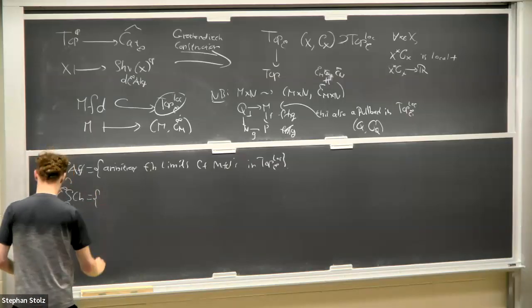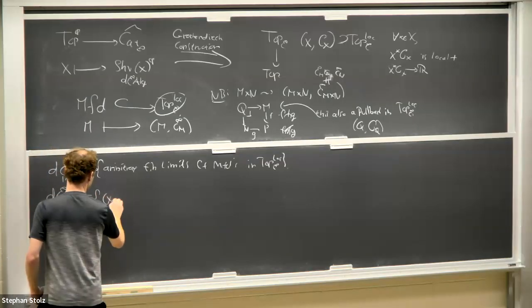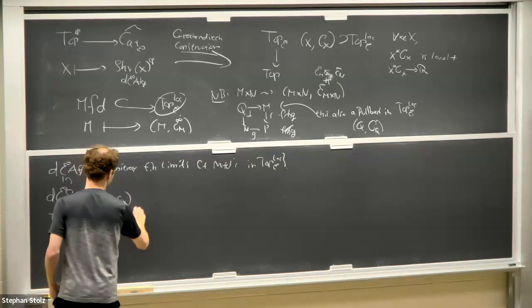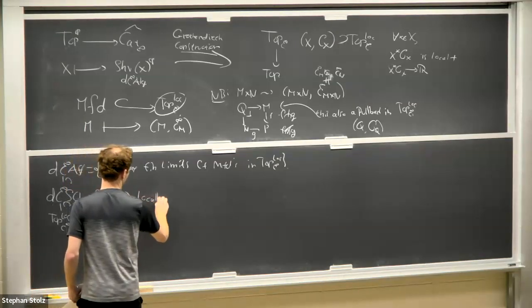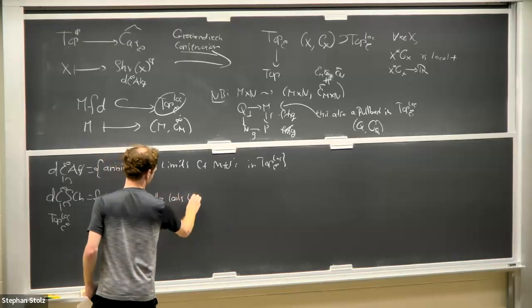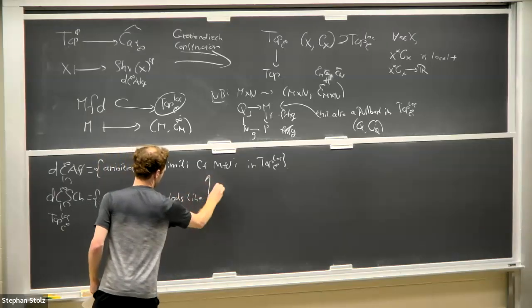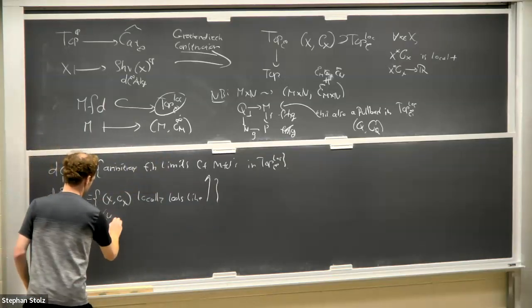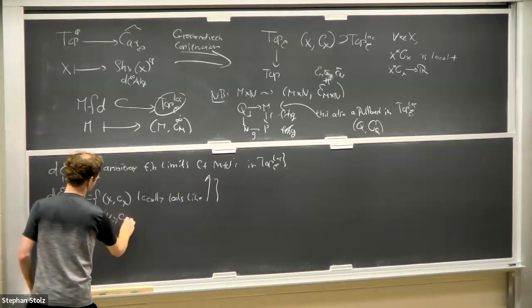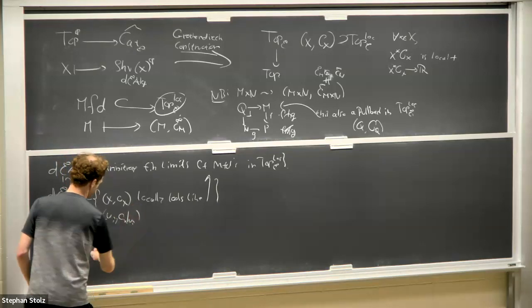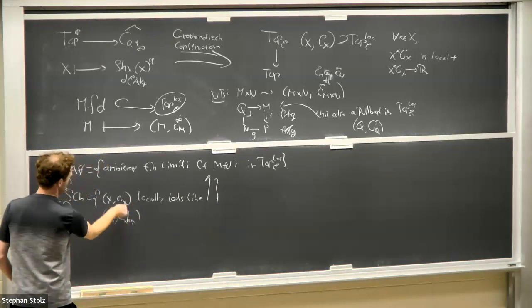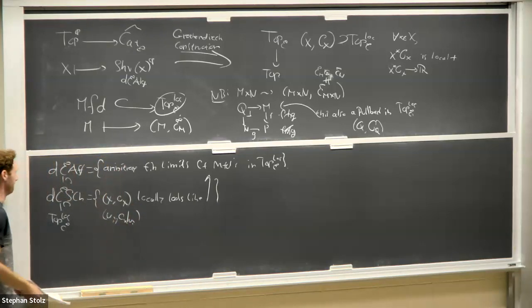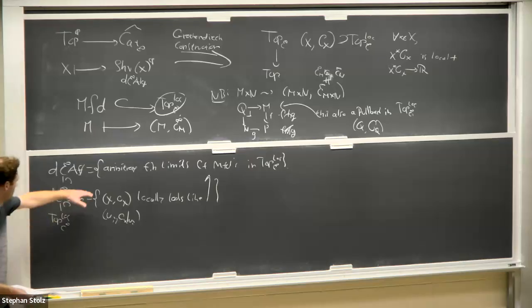These are pairs of this form. So this is something that locally looks like something like that. It has a cover by U_i such that each U_i is something that sits in this subcategory. Sorry, what is written on the first line? Here.